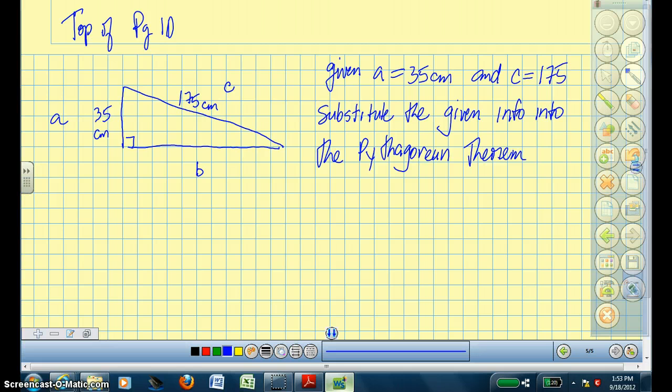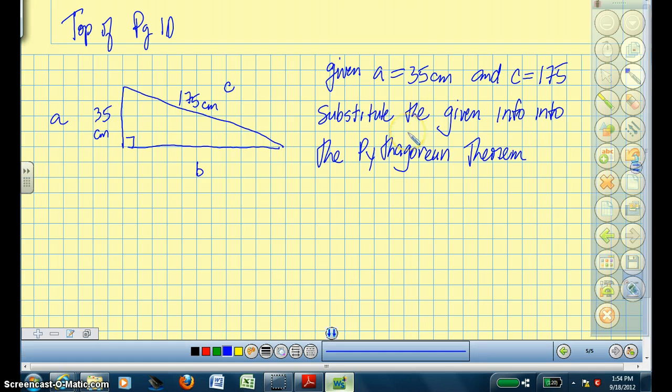So far, all the examples we've looked at only require you simply putting the numbers in, and we haven't had to move any of the numbers around or use any algebra skills. I want to look at this example on the top of page 10 in the textbook. We have this situation where this side is labeled 35 centimeters. This is side A. The hypotenuse is 175 centimeters, and side B is the side we want to find. So we have some given information. We know what side A is. We know what side C is.